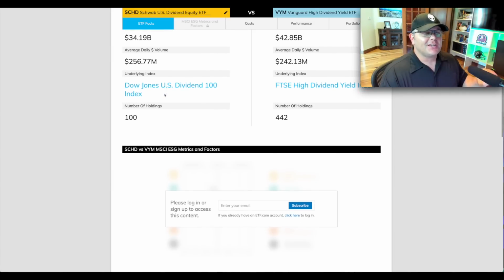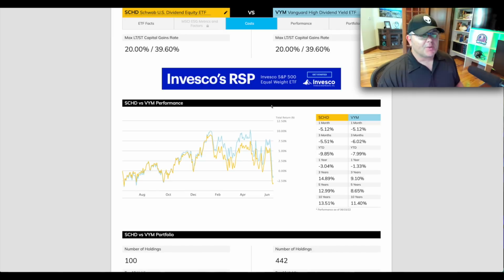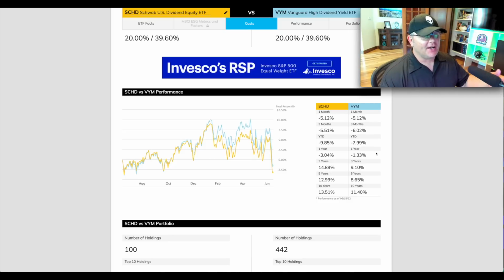This is where it starts to get really interesting and they start to separate. 100 holdings for SCHD and 442 holdings for VYM. So that's a big discrepancy. The performance is really odd. You've got exactly negative 5.12% for each of them in a month, which I think is kind of strange because they're very different ETFs, 100 holdings versus 400 holdings. If you look at the 10-year performance, SCHD has actually outperformed, 13.5% to VYM's 11.4%.